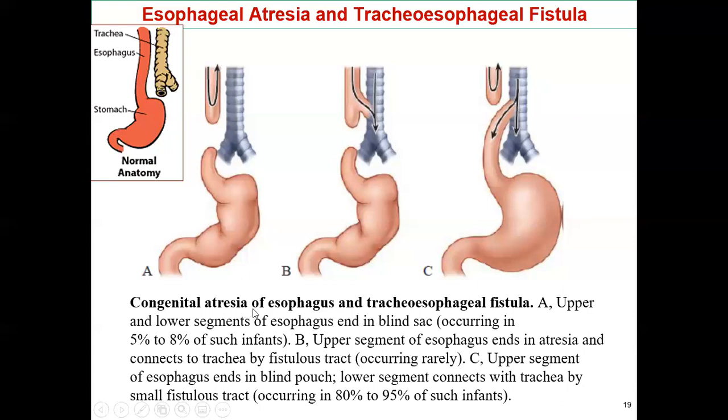So congenital atresia of the esophagus and tracheoesophageal fistula. Picture A, upper and lower segments of the esophagus end in blunt sacs. Picture B, the upper segment of the esophagus ends in atresia and connects to the trachea by a fistula tract. Picture C, the upper segment of the esophagus ends in a blind pouch. The lower segment connects with the trachea by a small fistula tract.